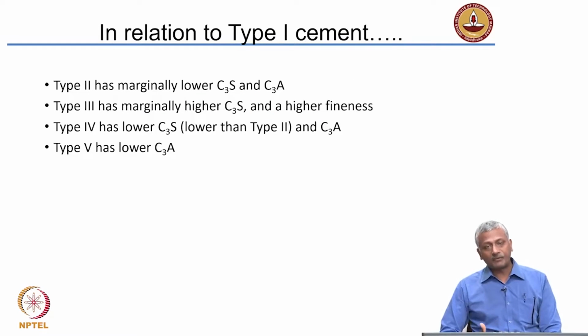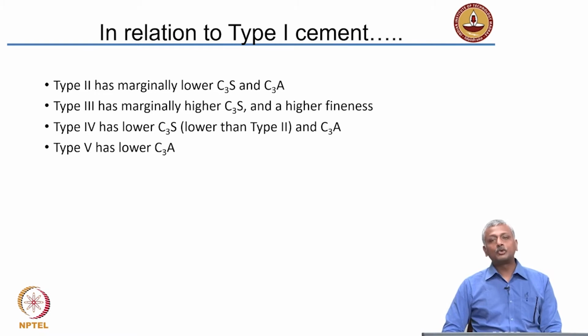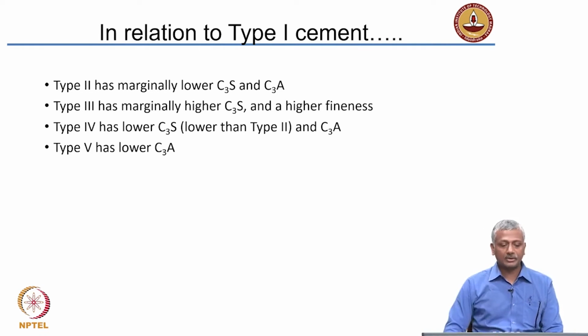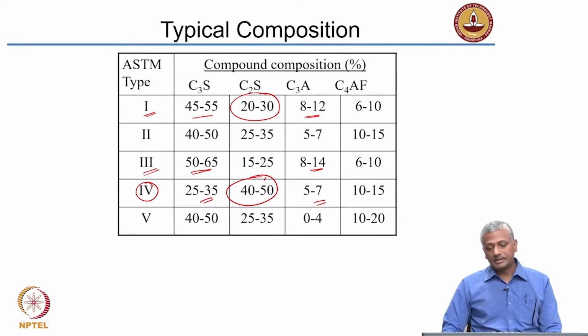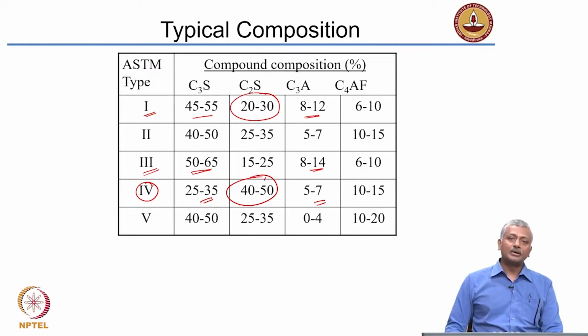So in relation to type 1 cement, that is general purpose cement, type 2 will have marginally lower C3S and C3A, type 3 will have marginally higher C3S and as I said, a higher fineness. Okay. Type 4 will have a lower C3S and also lower C3A content and generally much higher C2S content. Type 5 will have a lower C3A content. That is what you see in this table here in terms of the quantities of the compounds presented in different types of cements.